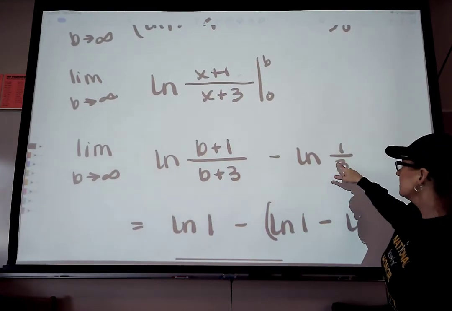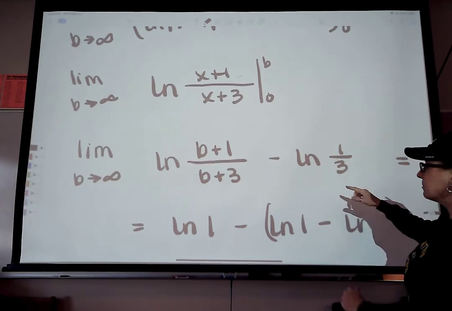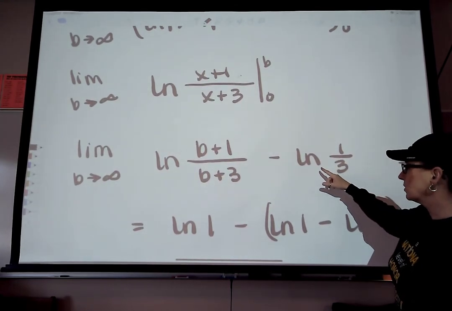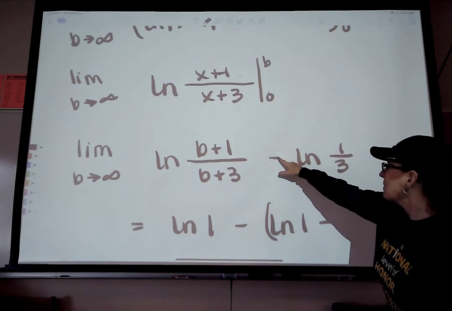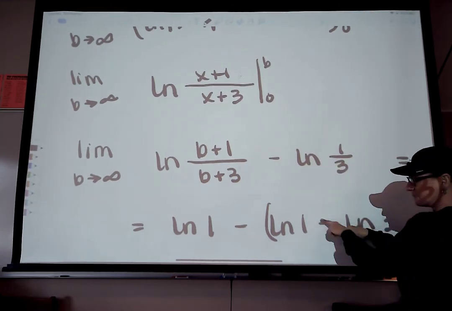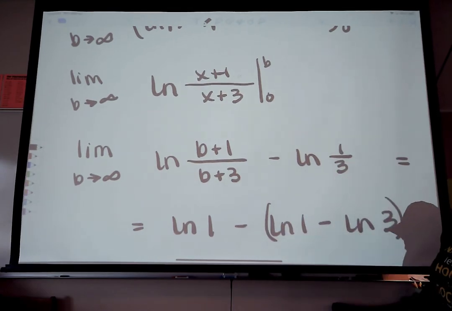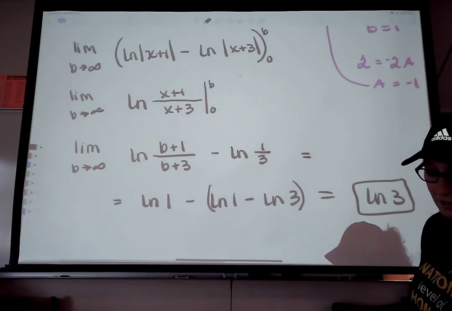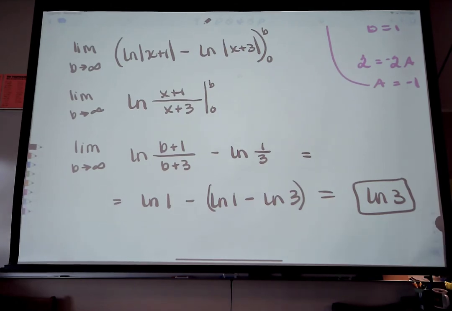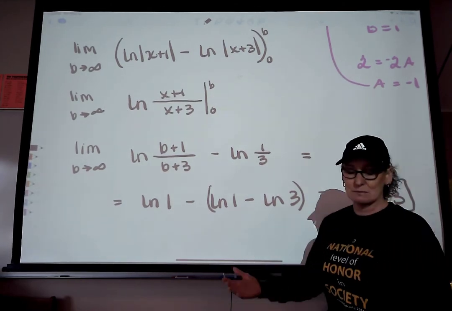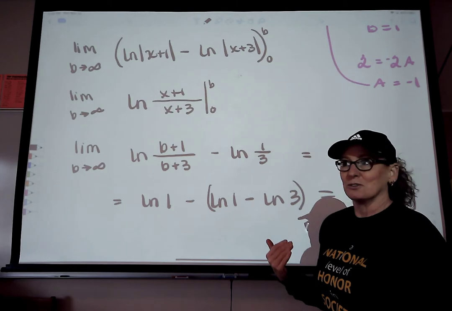And then I went ahead and split it back up because I was like, ooh, I think these natural logs of 1 are going to cancel. So minus, and then I expanded these. Sure enough, these two cancel, distribute your negative. You get natural log of 3. It's kind of cool. The area under that curve from 0 to infinity is natural log of 3.